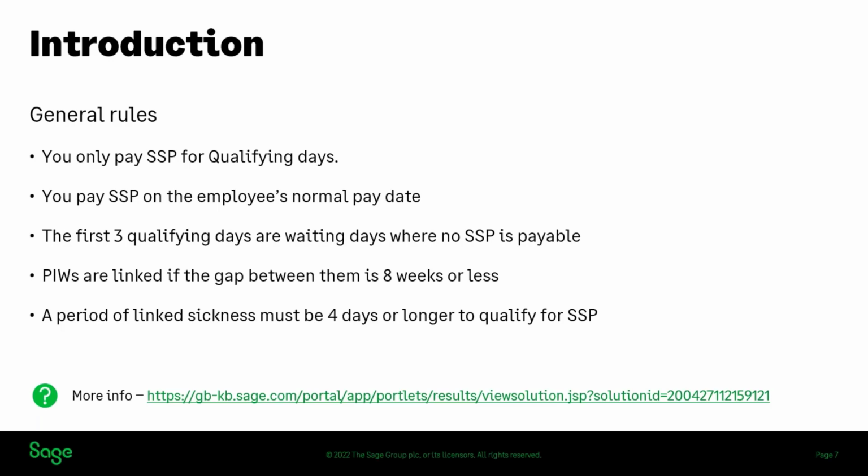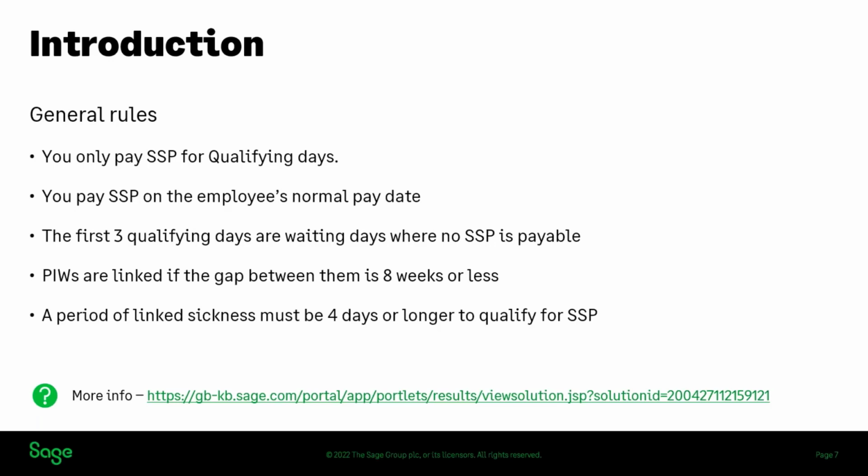But there are still a couple of general rules when it comes to statutory sick pay. The first one is you're only going to be paying statutory sick pay for qualifying days. And again, you will see what qualifying days are and how they come into recording sickness in the next section. You will pay SSP for employees on their normal pay date. So if you're monthly, you don't have to pay it weekly. You would just pay it on their usual pay date each month. Same, of course, goes for weekly. It's just whenever they normally get paid, you will pay the SSP on that day.